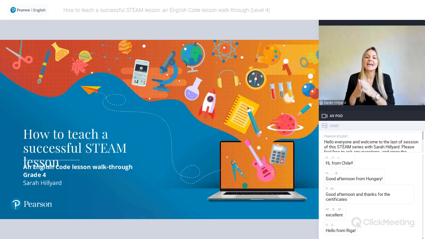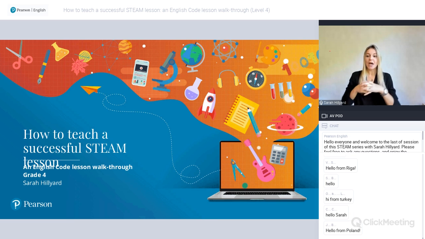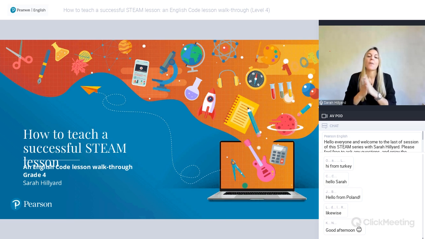Last week we had the first lesson walkthrough, in which I demonstrated a science and engineering experiment about toys that sink and float from English Code Level 1. And today we're going to look at a lesson from Level 4.